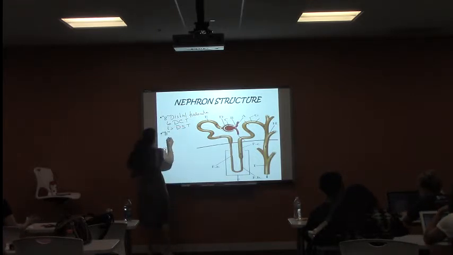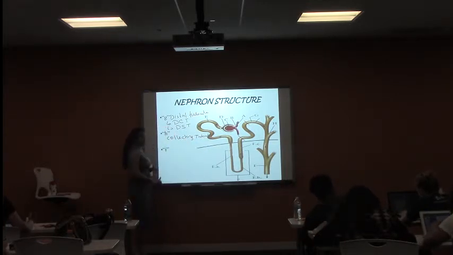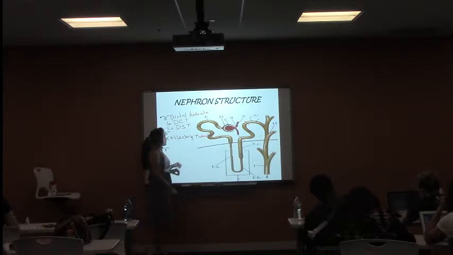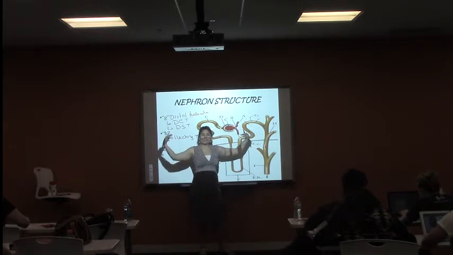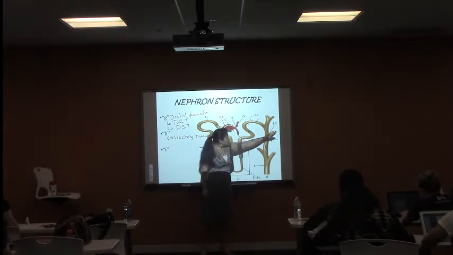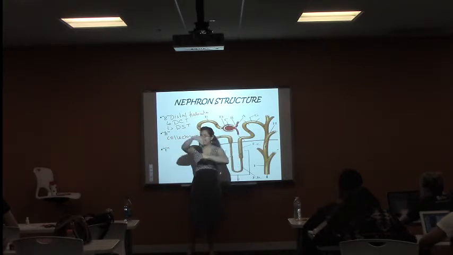Now H is collecting tubule. You can see collecting tubule is where other nephrons are draining in. So it's collecting from other nephrons. Collecting right here, it's collecting right here, it's collecting right here. Okay? These are where other nephrons are coming in. So other distal tubules are draining in, attaching.